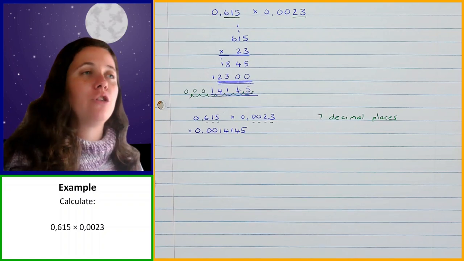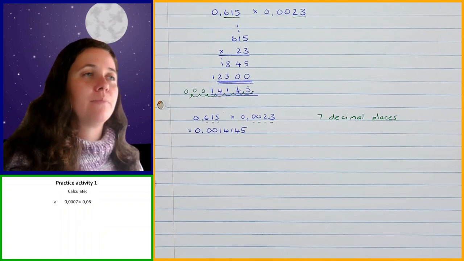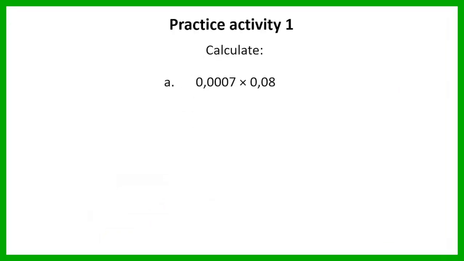Okay, so now I'm going to give you a few that you're going to work on for yourself. Here's the first one you're going to do. This is a nice simple one just to get you started. 0.0007 times 0.08. I'm going to give you 30 seconds to work on this one.